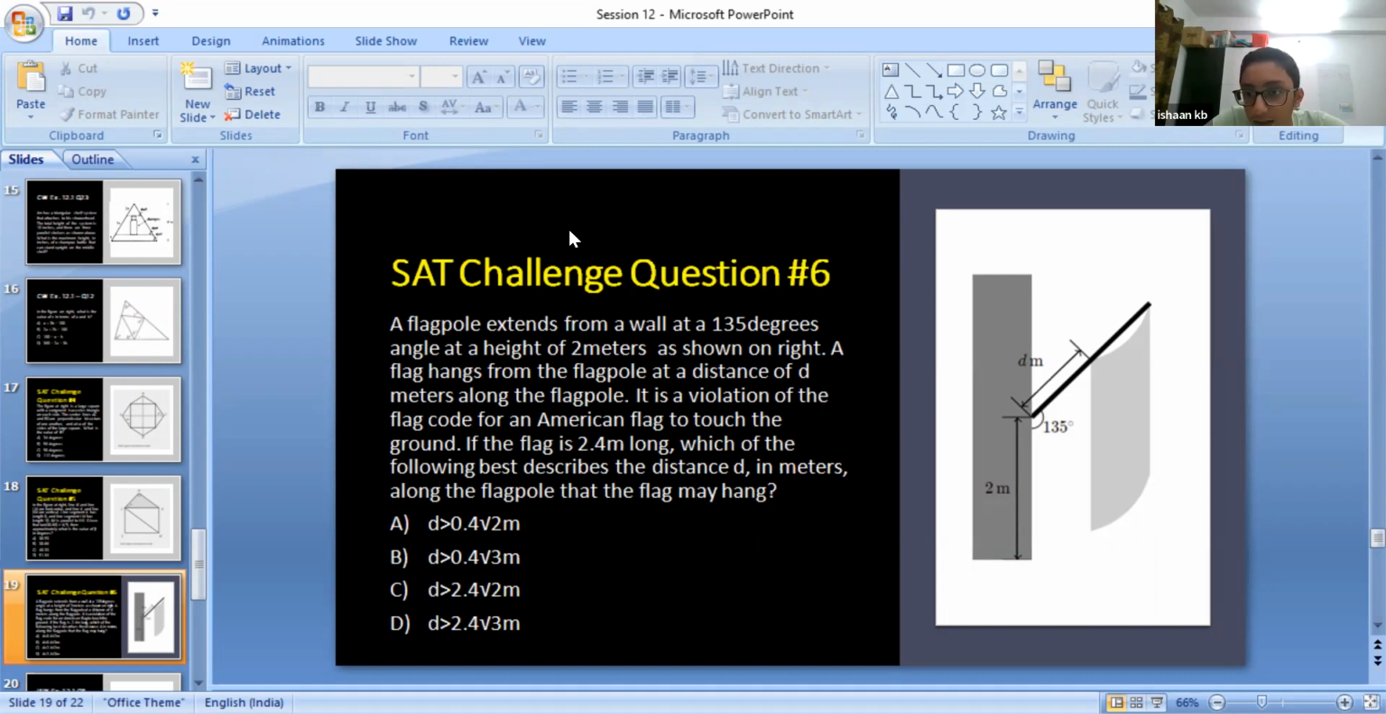Before that I found out that the top angle would be 45 degrees on the right side, like the angle between D and 2.4 meters would be 45 degrees, and the other would be 90 degrees. So the bottom angle also would be 45 according to the angle sum property. After that I used trigonometry to solve it.